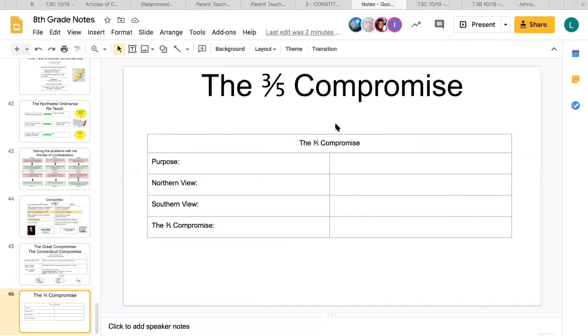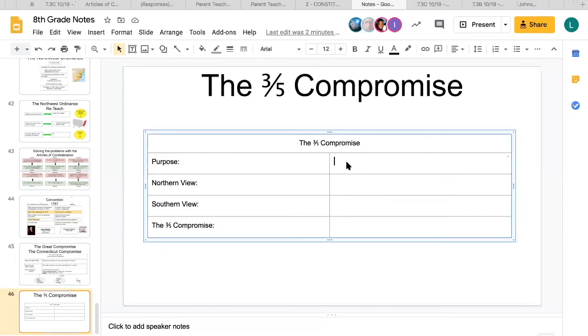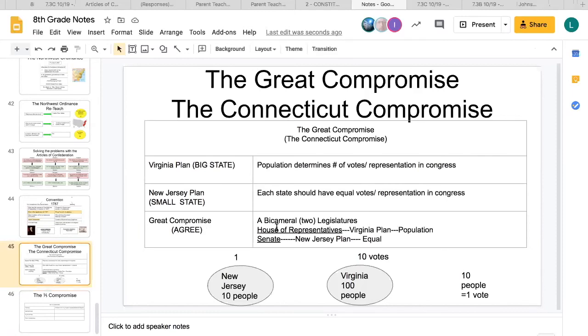So, do you want your slaves to count for more representation in Congress? Yes, because more representation equals more power. So the purpose of the 3/5 compromise is to determine if slaves count as people in representation in Congress. And specifically, when we talk about Congress, are we talking about the Senate or the House of Representatives? The House of Representatives. Good, because the House of Representatives is based on population.